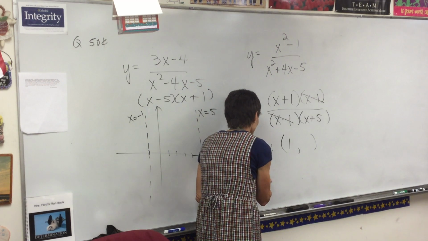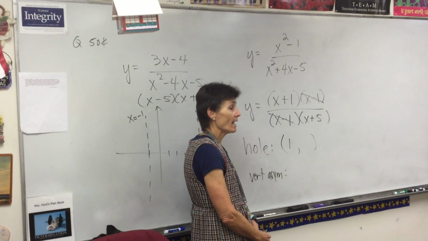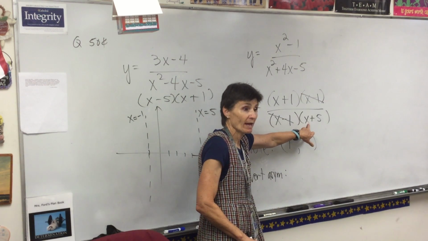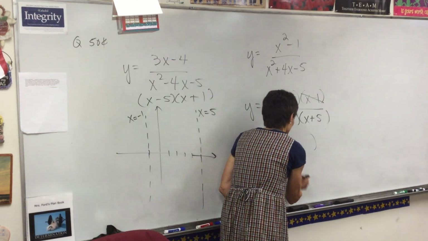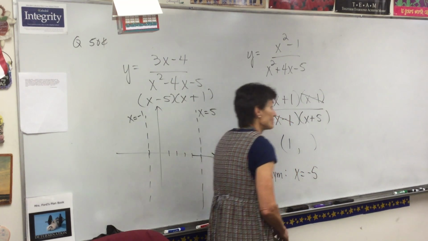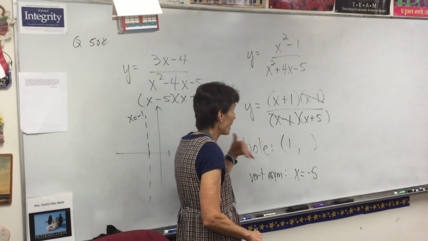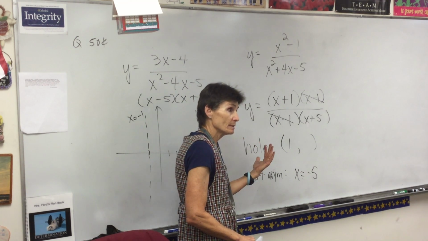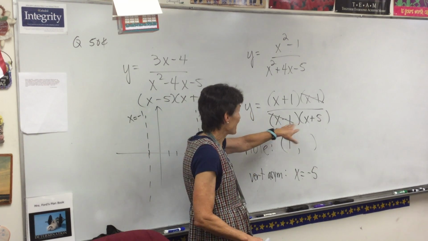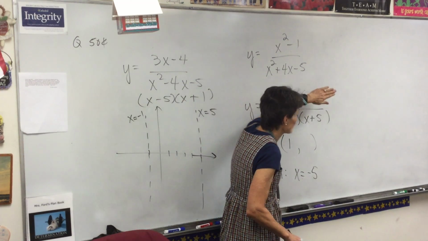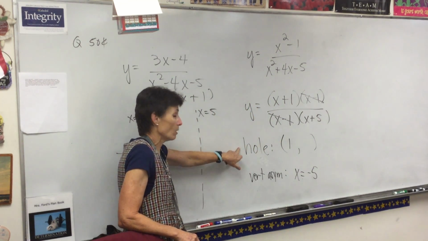Where is the vertical asymptote going to be? The vertical asymptote is going to be where x equals -5. Vertical asymptotes happen when the denominator is 0. Well, the denominator is 0 at 1, but that's not an asymptote because it cancels out with 1 in the numerator. It's a hole.